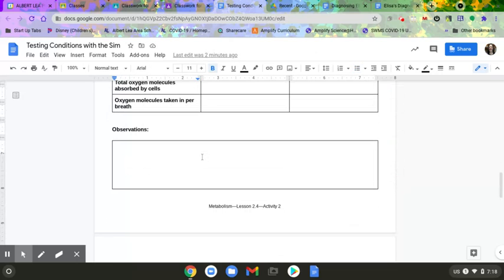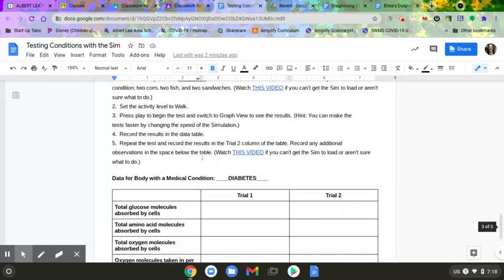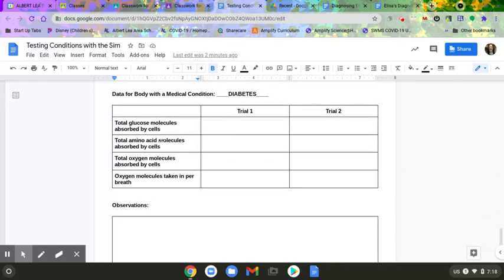On the other hand, diabetes, again, I don't have real numbers put in here yet for you, but your glucose molecule count when you did your trials compared to the healthy body was probably a lot lower, maybe somewhere in a range of like 15 to 20, give or take. Amino acids probably was a little lower than the normal, but still close to 40 maybe. And then oxygen was probably doing fine. It's somewhere in the 200s again, maybe the low 200s, but still above 200.